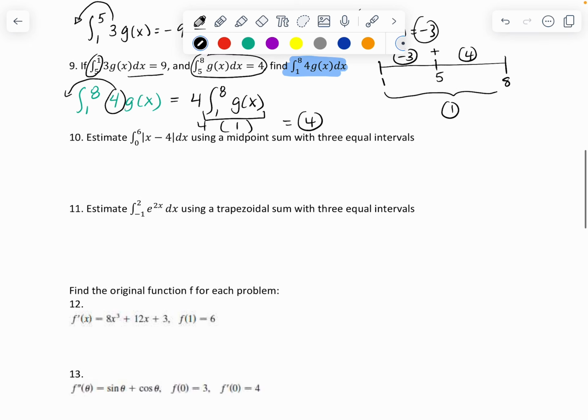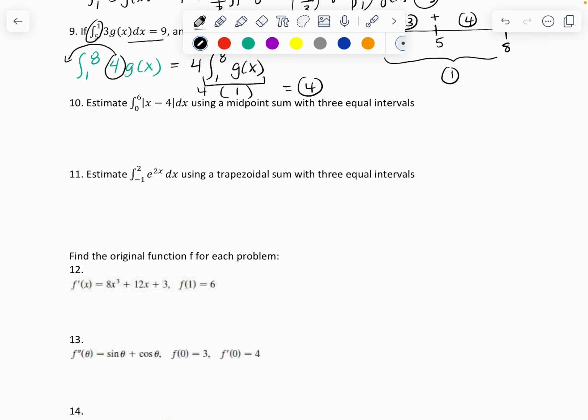All right, this next one, midpoint sum. We want 3 equal intervals from 0 to 6. So let's draw that out. 0 to 6, 3 equal intervals would split at 2 and 4. So our intervals are 0 to 2, 2 to 4, and then 4 to 6. Now I've got to figure out which numbers to highlight. Let's look at the keywords here. I want a midpoint sum.